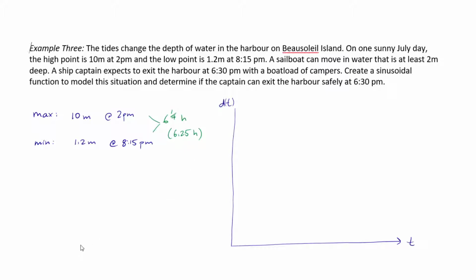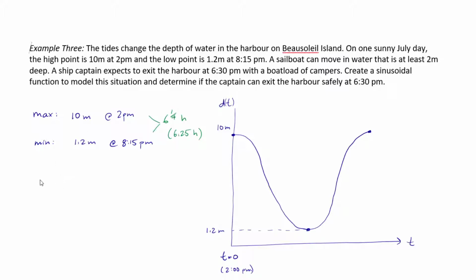6.25 hours. If I was to sketch this as a function on a graph, I'm starting at the maximum right here, 10 meters. I go down to a minimum, which would be represented right there as 1.2 meters, and then I come back up. This over here, the maximum occurs at 2 p.m. or time is equal to 0. So that is your 2 p.m.